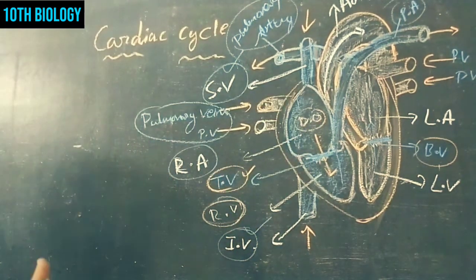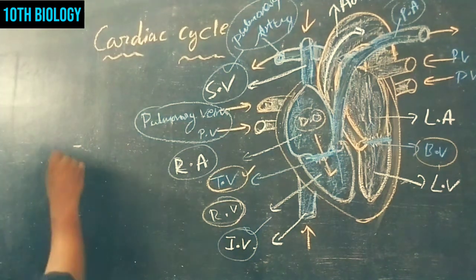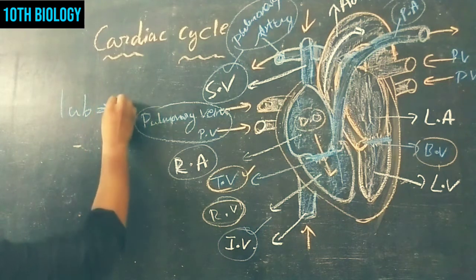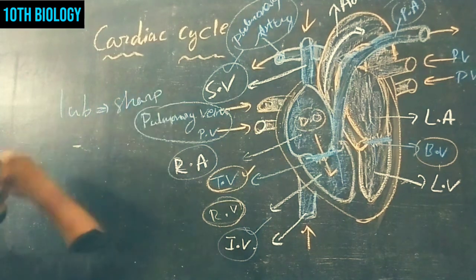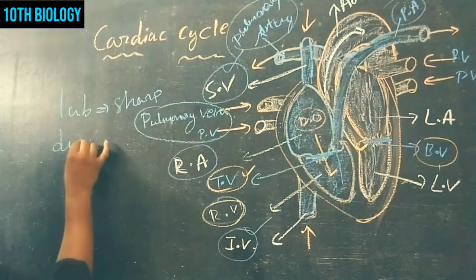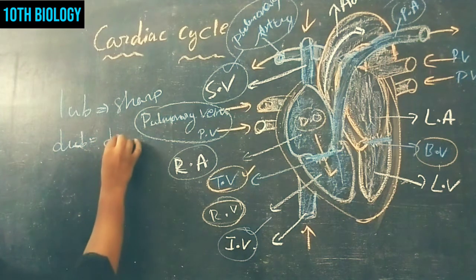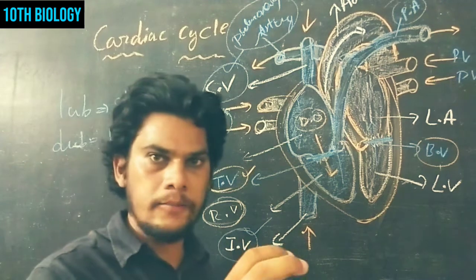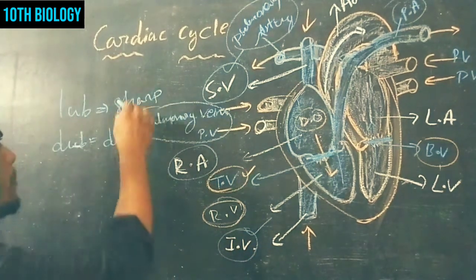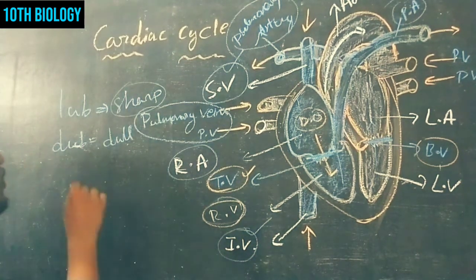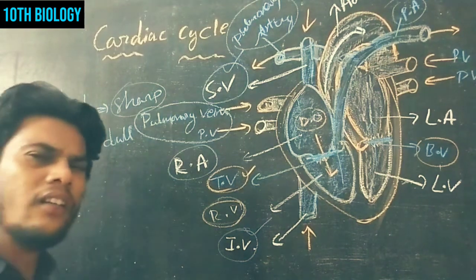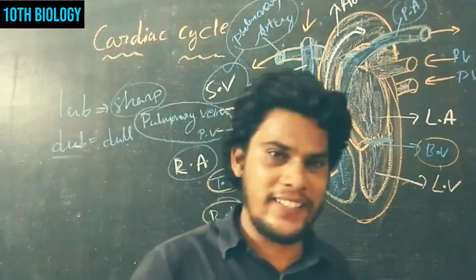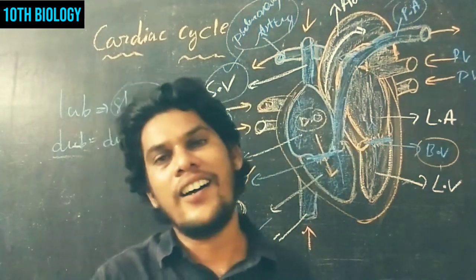The heart gives two sounds, that is lub, a very sharp sound, and dub, a very dull sound. Yes or no? Lub, it is a very sharp, loud sound. Dub, it is a very dull sound. So how are the sharp and dull sounds produced in the heart?